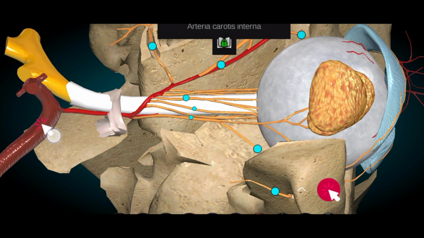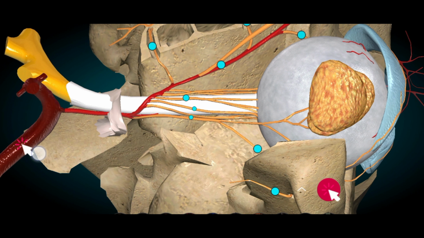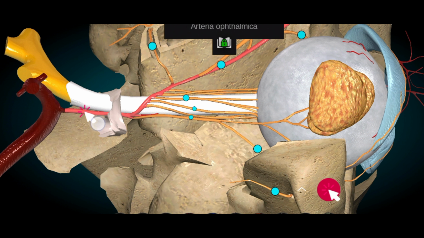Now here you can see the internal carotid artery originating from the common carotid artery. This will be divided into two: one is the external carotid artery and the other is the internal carotid artery. This is a branch of the internal carotid artery, and this artery coming from it is called the ophthalmic artery.